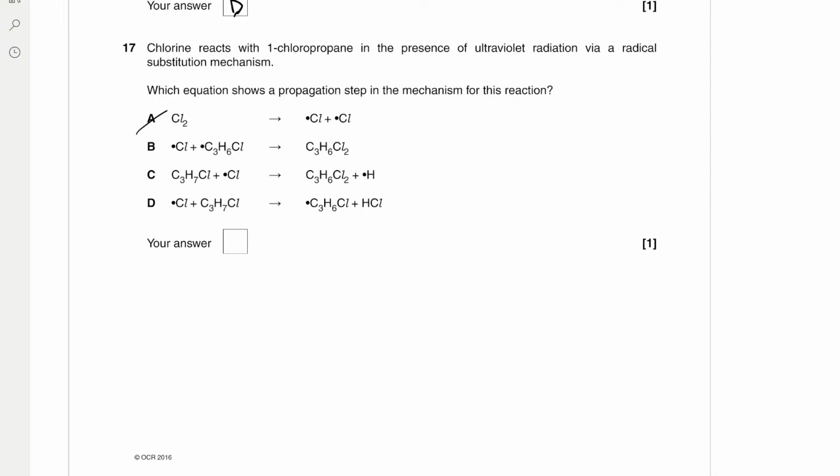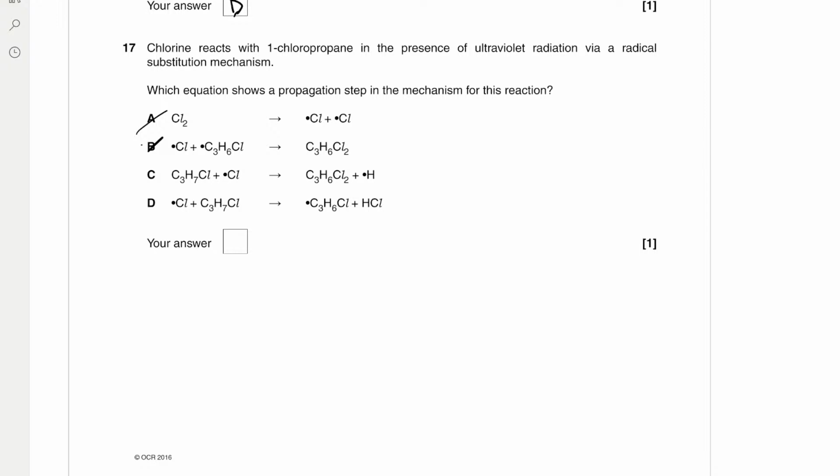Then have a look at the next one. That's clearly termination because we have 2 radicals reacting together to form a stable compound. So it's not B. Then it could be C because we have a radical reacting with a compound to form a compound and a radical. However, this isn't how radicals react. This is how it should be like D.